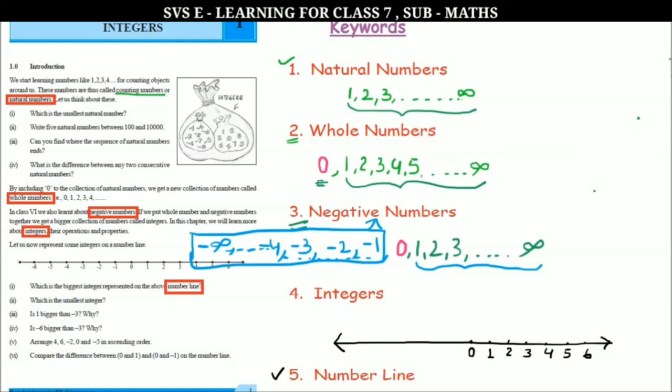And to the left of 0, we have negative numbers. So here, minus 1, minus 2, minus 3, minus 4, minus 5, minus 6. So this line is nothing but a number line. This is called a number line.